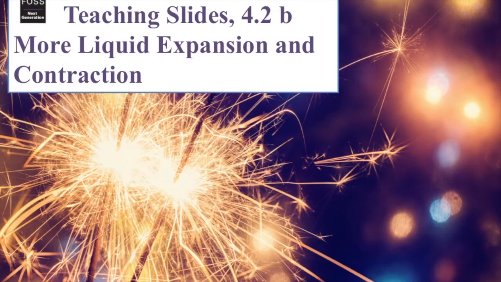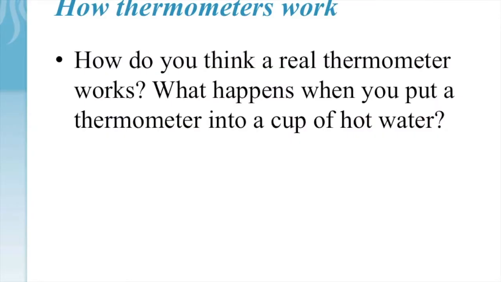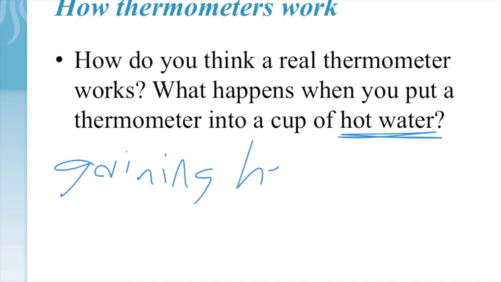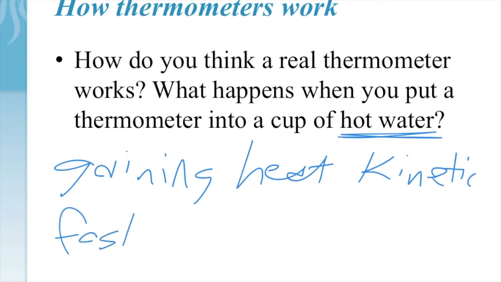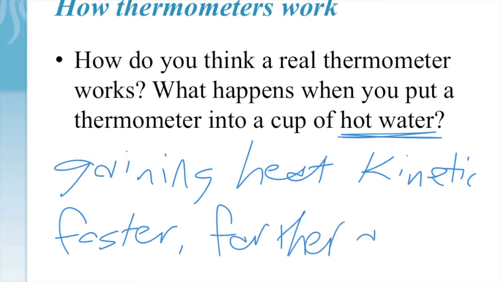So hang tight. We ended last time with what we thought about a real thermometer and how that works. What happens when you put the thermometer into the cup of hot water? Again, we had said that the particles are gaining heat, and therefore kinetic energy, and therefore moving faster and farther apart. So what happens in a thermometer is they move faster, they move further apart.